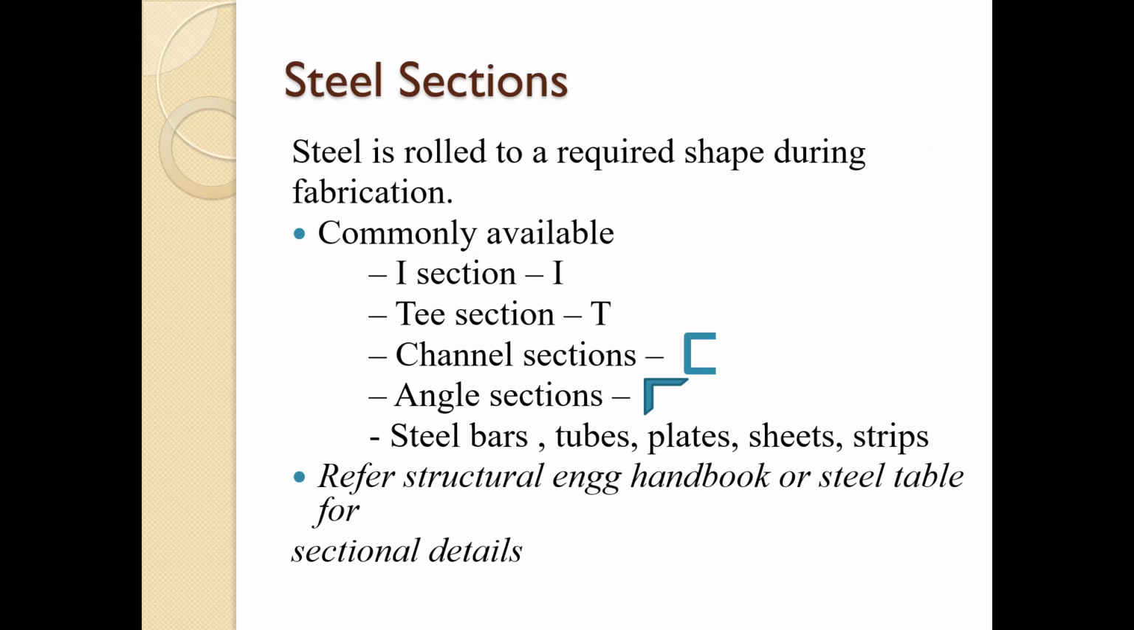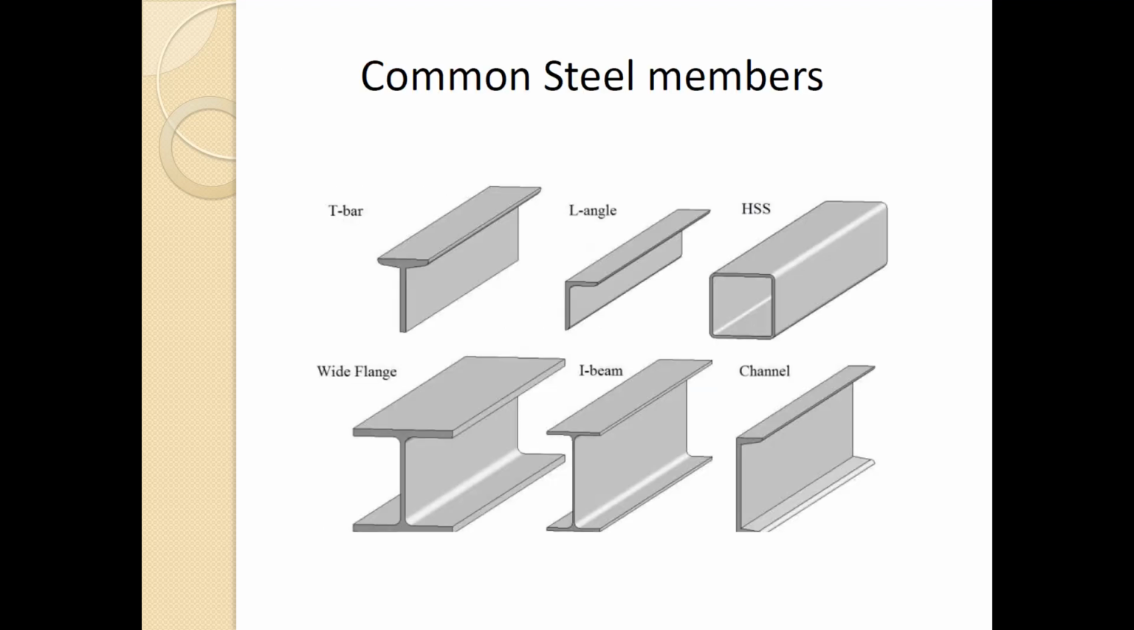Now the steel sections. Steel is rolled to the required shape during fabrication. Commonly available shapes are I section, T section, channel section, angle section, steel bar, tubes, plates, sheets, strips. For the properties of all these sections, we need to refer to the structural engineer's handbook or steel table for sectional details. Now the common steel members: T bar, angle, tube, wide flange, I beam and channel.